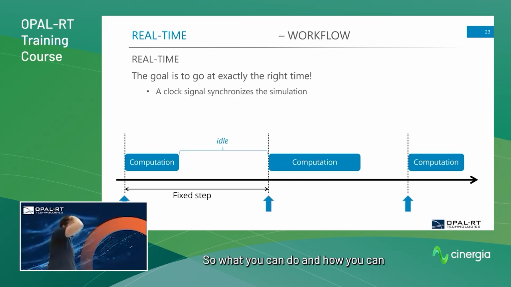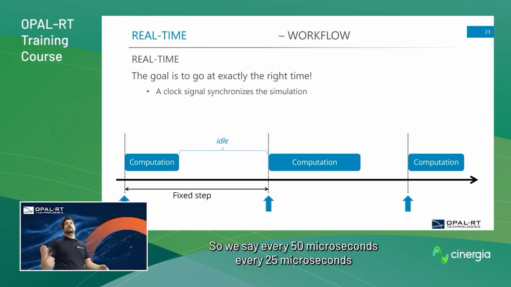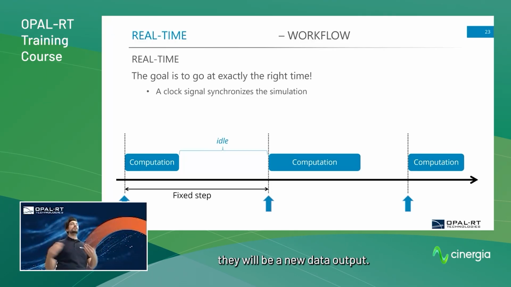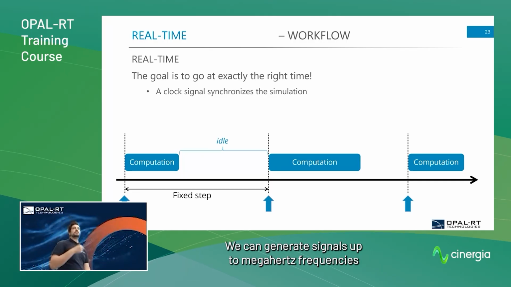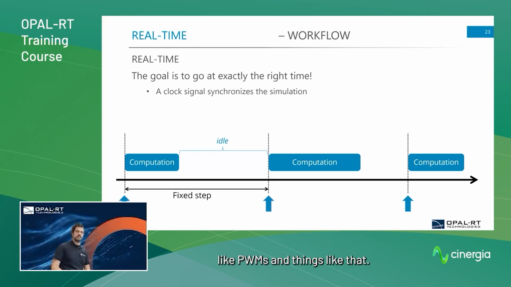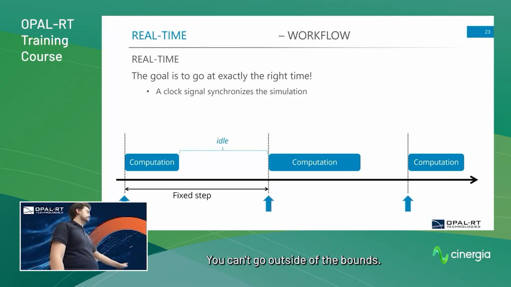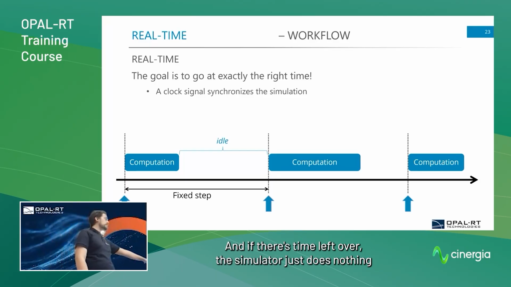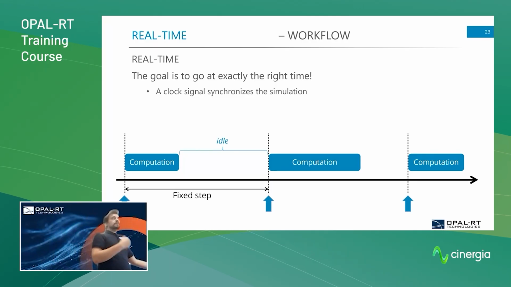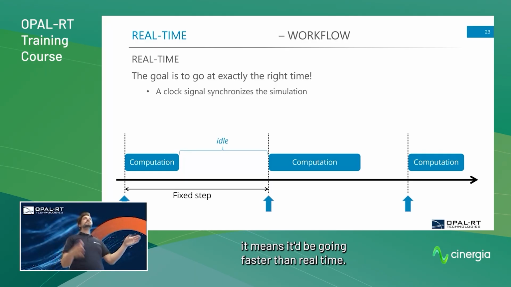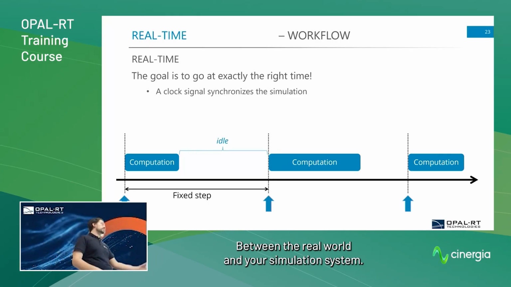So how you can imagine this is we have to use fixed time steps. So we say every 50 microseconds, every 25 microseconds, there will be a new data output. We can go even as low as a few nanoseconds. We can generate signals up to megahertz frequencies like PWMs and things like that. So the fixed step of the computation has to be respected. You can't go outside of the bounds. And if there's time left over, the simulator just does nothing for that time because it has to wait for the system to respond. If it just tried to start the next step, it'd be going faster than real time. And so suddenly the physics wouldn't work between the real world and your simulation system.